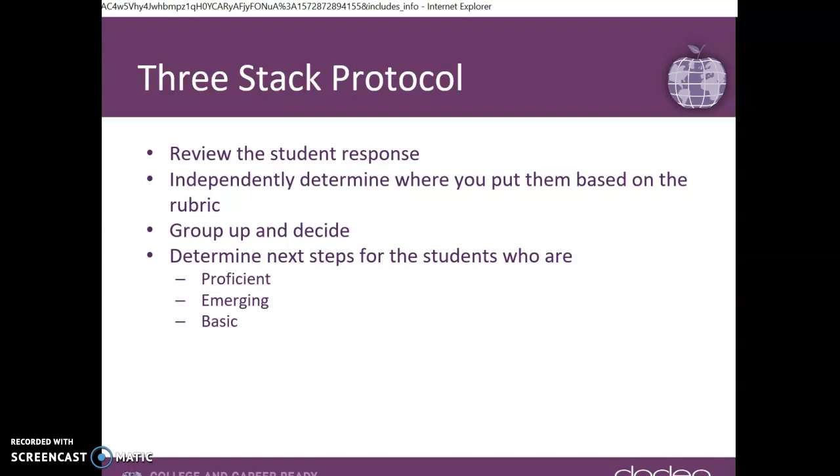Okay, so go ahead and turn off the video, complete your three-stack protocol, and then when you're done, post to the discussion board, and then you're going to go to the video on sourcing, which is up next on your Schoology course.